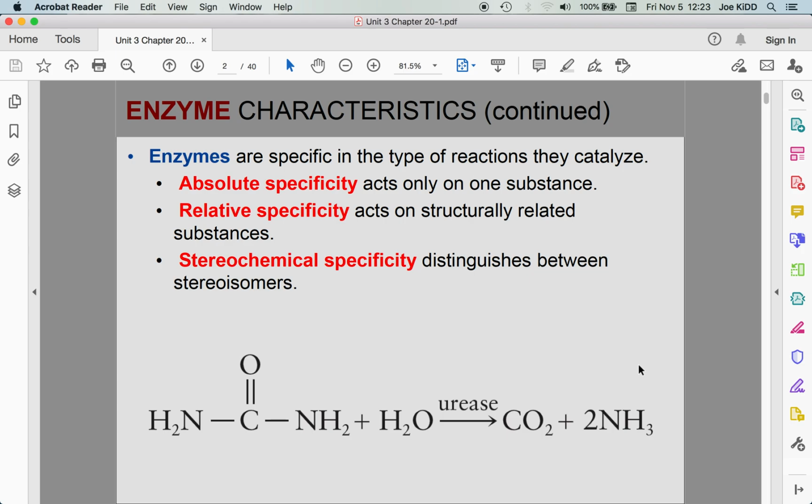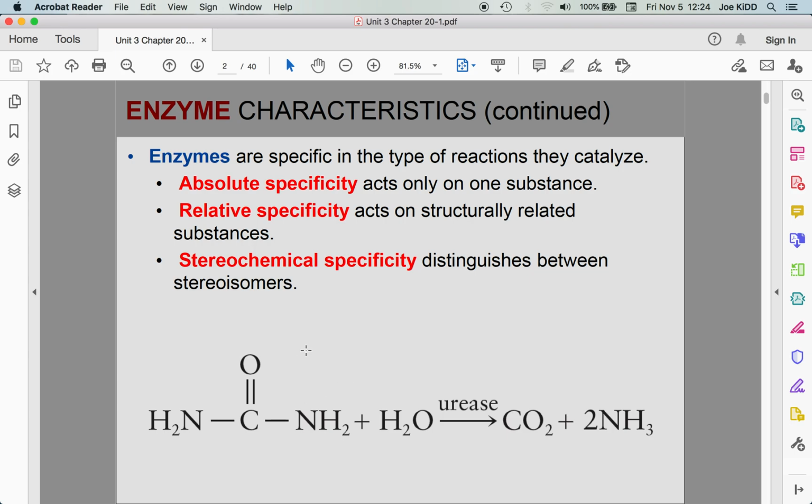So we have different types of specificity to this. Absolute specificity would mean that the enzyme only works on one substrate, only on one substance. Relative specificity would mean that it reacts on a number of substances that are all related to each other. So they might physically have the same shape or all be in the same class or something like that. And then we can even have stereochemical specificity. So we could have an enzyme that distinguishes between the D and the L forms of something, or the alpha and beta forms of something.